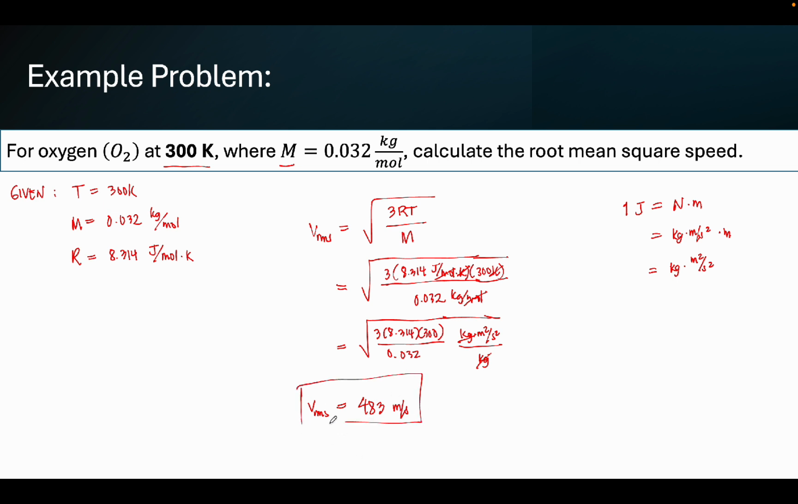So, the root mean square speed of oxygen at 300 Kelvin is equal to 483 meters per second. Or at room temperature, the oxygen molecules move at an average speed of about 483 meters per second. Okay, so we are done with the derivation of the root mean square speed and also having an example problem calculating the root mean square speed.